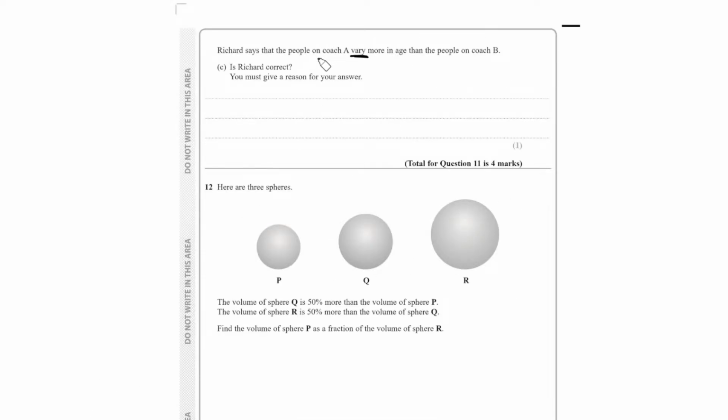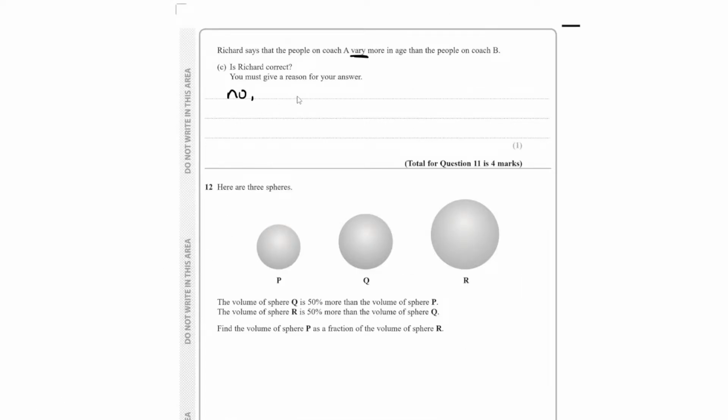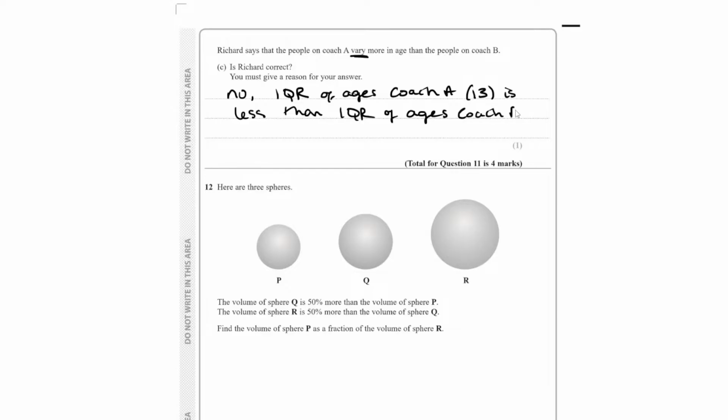So, hang on, which one did he say? He said that A is more varied, that A has a bigger spread, has a bigger range. Well, is that true? No. So that's what I would say. I would say, is he correct? In this case, no, he's not. Because the interquartile range of ages of Coach A, which is 13, isn't it, is actually less than, and you say the same for Coach B, right? Interquartile range of ages. It doesn't have to even be a full sentence really, as long as they can understand what you're saying, which was 19. That's what I would say.